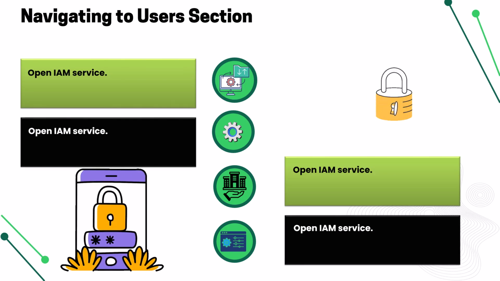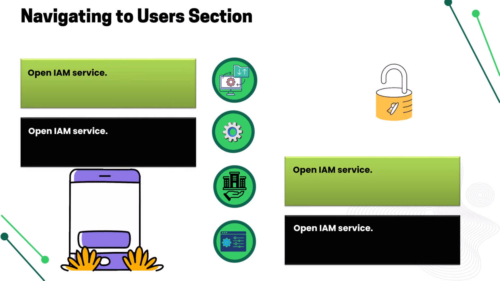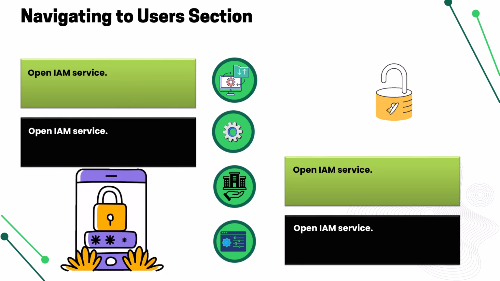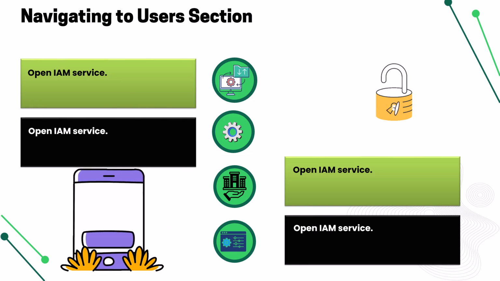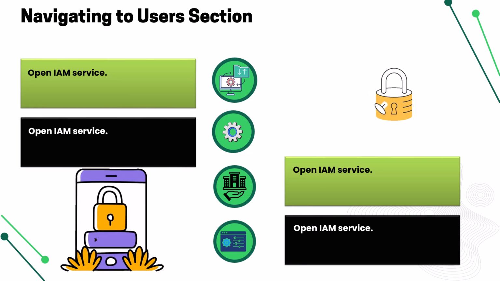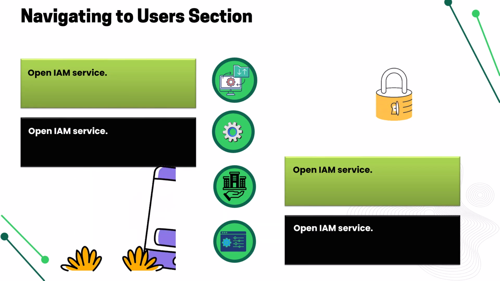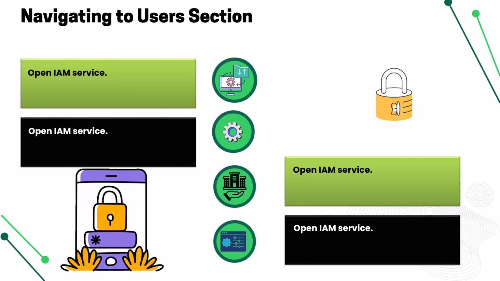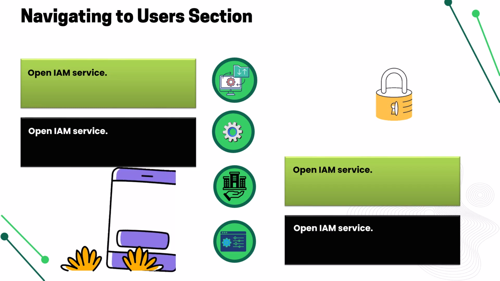Navigating to the users section is like checking your contact list. But instead of friends, these are accounts managing AWS resources. Click IAM, find users, and explore who's got access. Keep an eye out, you don't want unnecessary guests sneaking in.